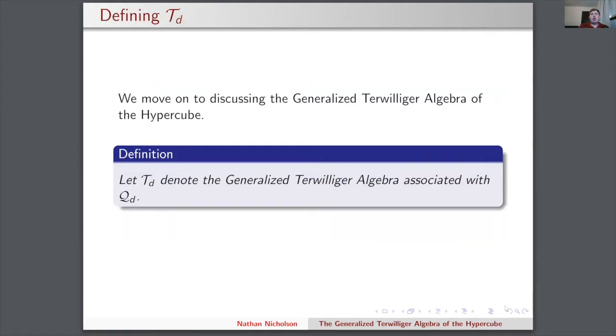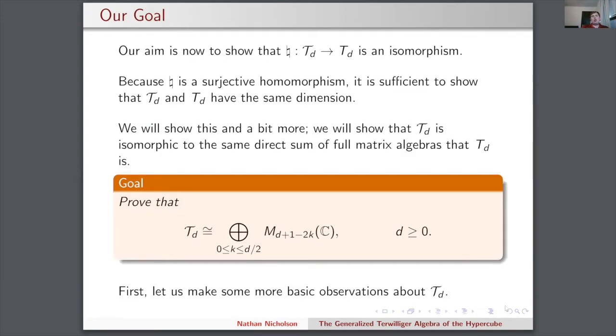So let's talk about the generalized T algebra of the hypercube. We'll let calligraphic T_D denote the generalized Terwilliger algebra associated with Q_D. Our aim is to show that this natural map is an isomorphism. Because the natural map is, we already know, a surjective algebra homomorphism, it's sufficient to show that the generalized and the concrete T algebra have the same dimension.